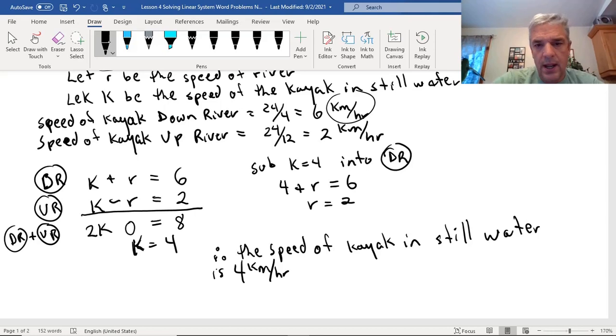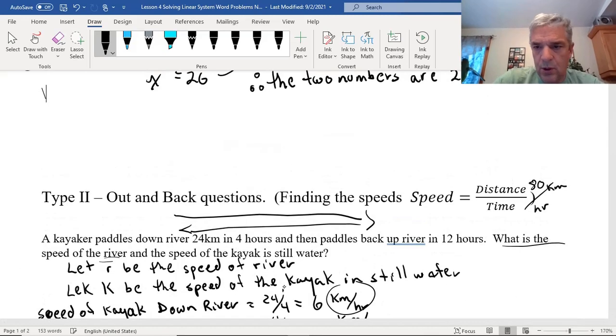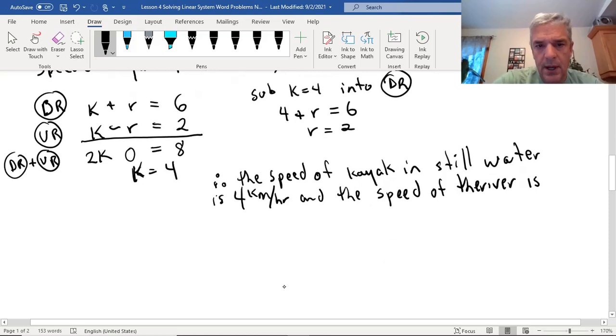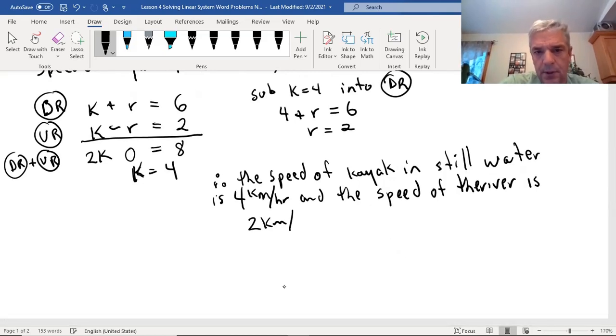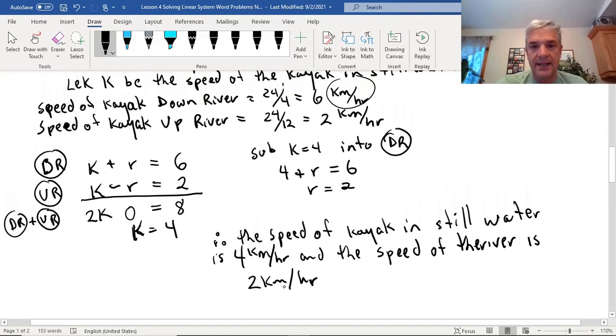K here is 4. And the speed of the river is, oh, I knew that was going to happen to me, is 2 kilometers per hour. I was trying to squeeze that in without moving the screen, and I shouldn't have. Okay, the speed of the kayak in still water is 4 kilometers per hour, and the speed of the river is 2. So if I add those two numbers together, I get 6. If I subtract, I get 2 kilometers per hour, and that does meet up with the speeds that I came up with before.